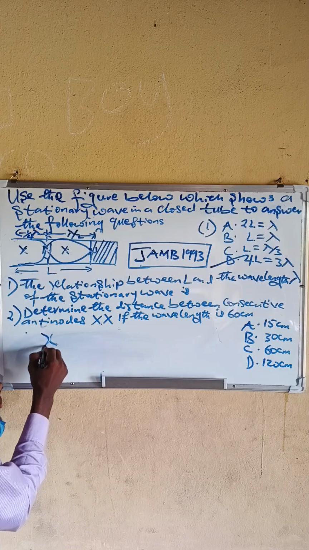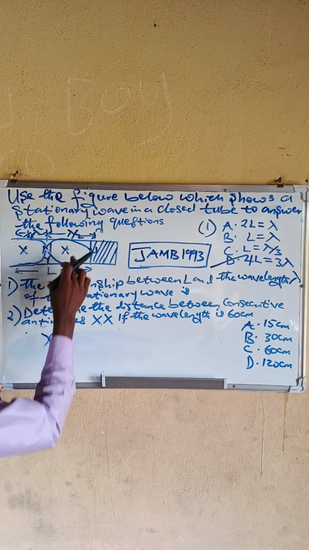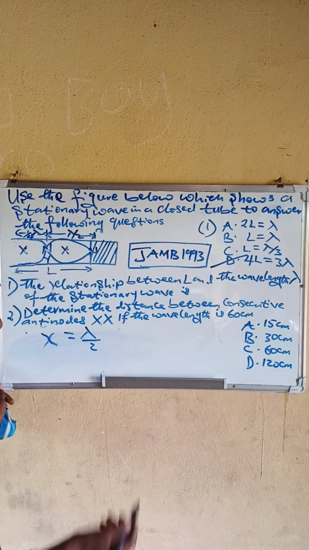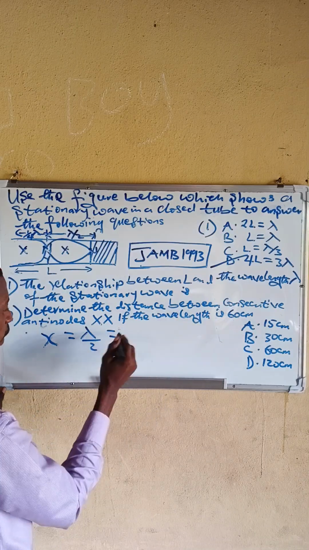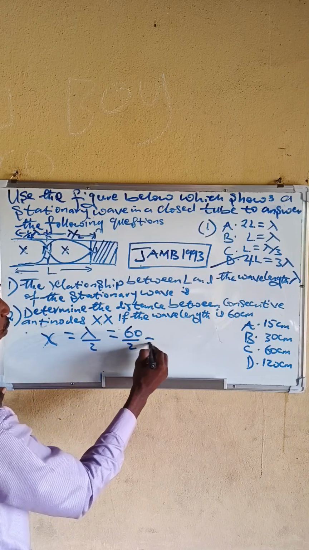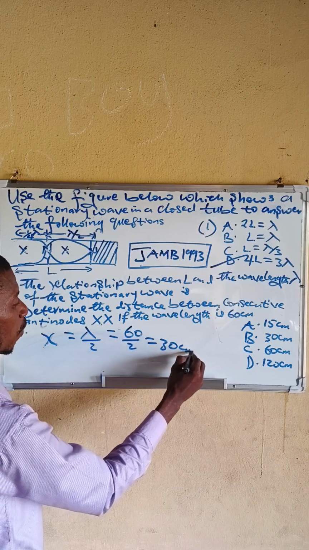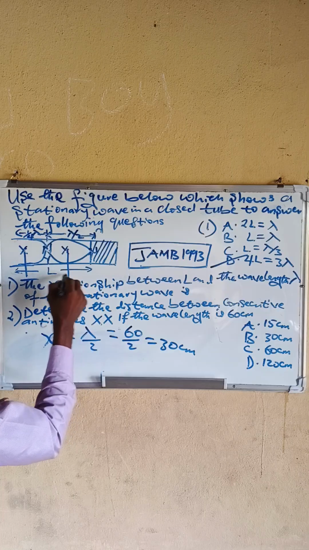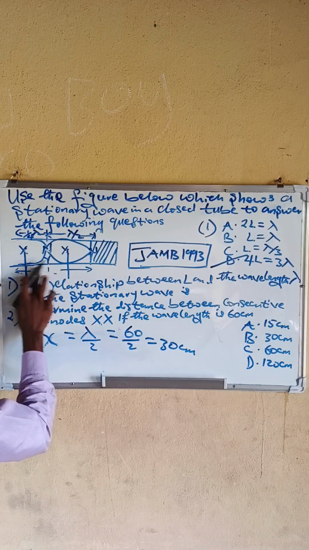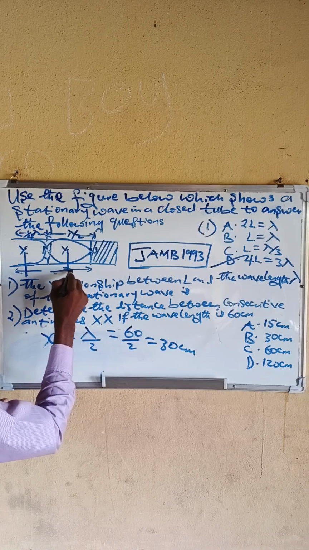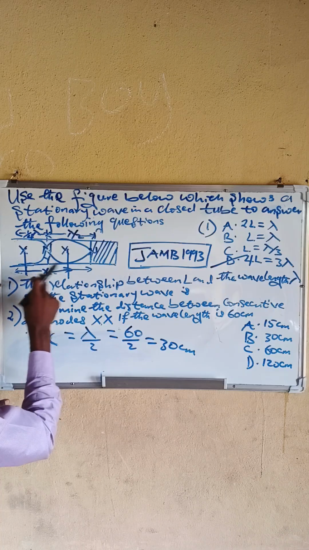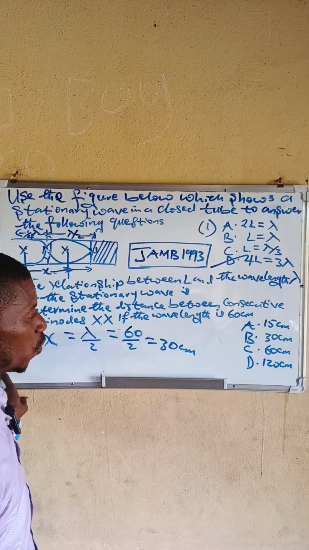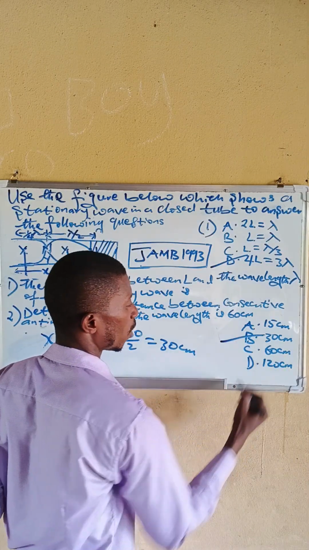The distance between antinode from here to here is equal to half wavelength. That's wavelength over 2. And the wavelength is 60. So we have 60 divided by 2. That will give us 30 cm. So the distance between here, antinode, and this point is X. The distance between these 2 points is 30 cm. So the correct answer there is option B.